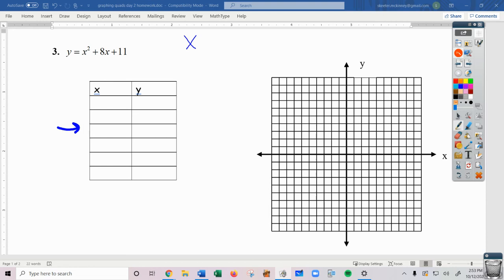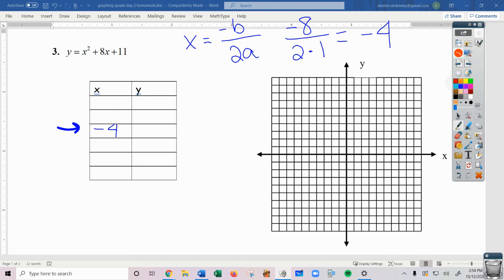To find the vertex, we use x equals -b over 2a. So I want you to use this formula and the values from this equation and tell me what we get for our x value. We should have said -b, which is -8, over 2 times 1. So -8 divided by 2 is -4. So our x value here should be -4.